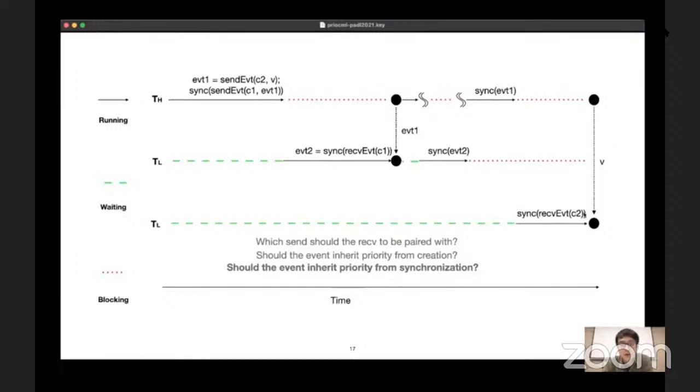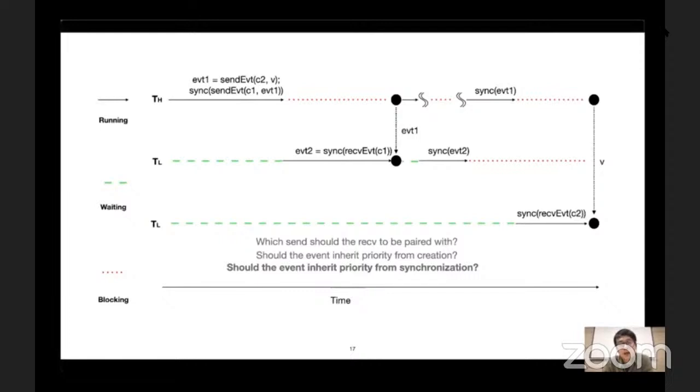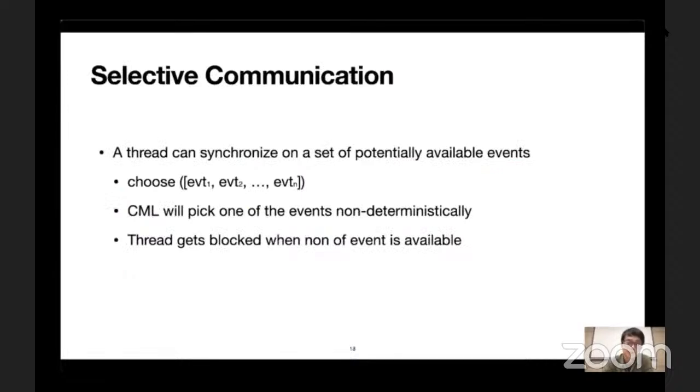Now we have different options. So these are the options and questions we need to tackle when we consider the priority in message passing. And things get more complicated when we consider selective communication. Selective communication is a primitive that the message passing model can provide. A thread can synchronize on a set of potentially available events.